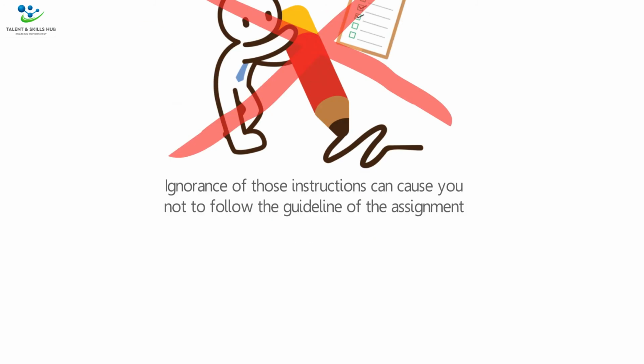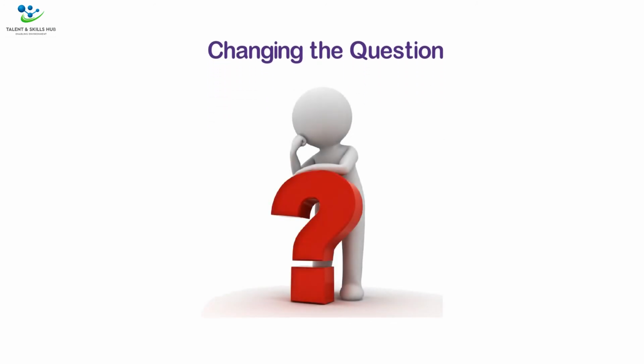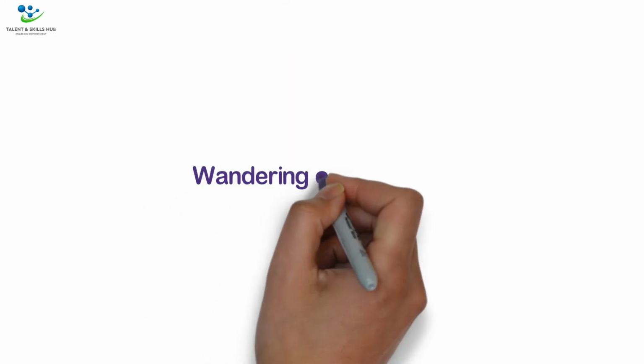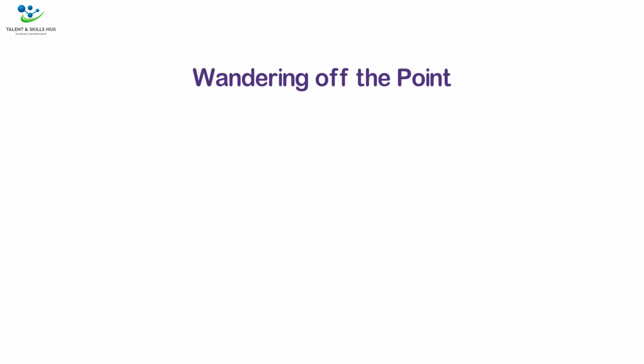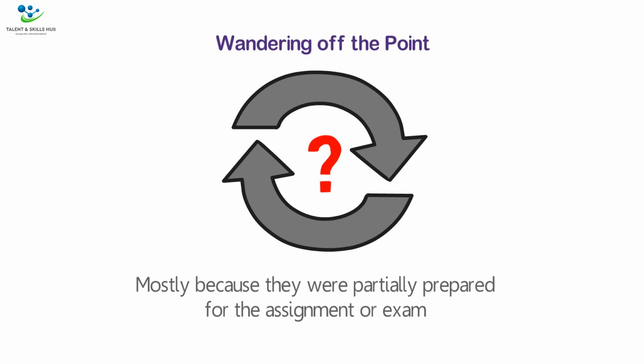the assessment. Changing the question. This happens when the student reads the question, then decides to reproduce their own version of the question, through which they would remove some essential parts of the question or instructions. Wandering off the point. Sometimes through the process of changing the questions, students would answer the question they would like to have been asked rather than the one they have been asked to answer, mostly because they were partially prepared for the assignment or exam. See our lesson on tips for effective examination preparation.